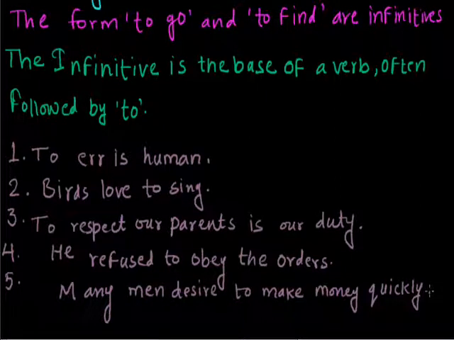In the fourth sentence, the infinitive like a noun is the object of the verb refused, but like a verb it also takes an object. After "to obey" we have used "the orders", so "the orders" is the object of the verb obey. In the fifth sentence, the infinitive like a noun is the object of the verb desire, but like a verb it also takes an object and is modified by an adverb. Quickly is the adverb in this sentence.